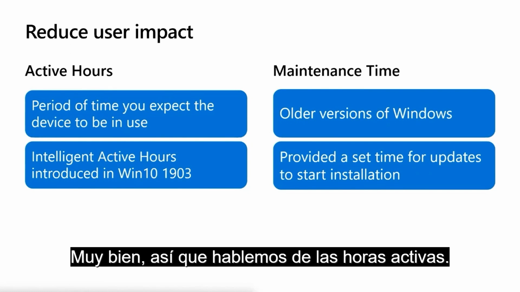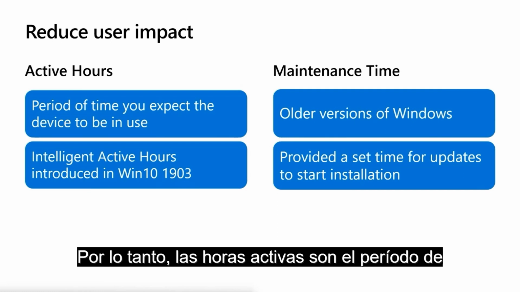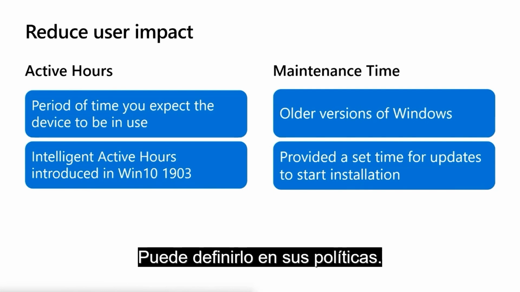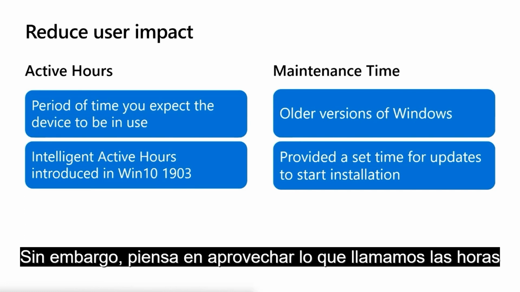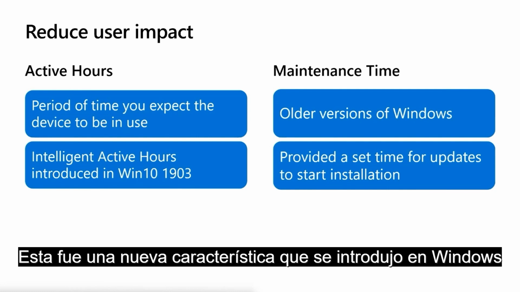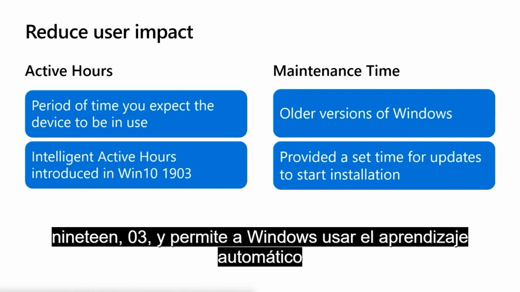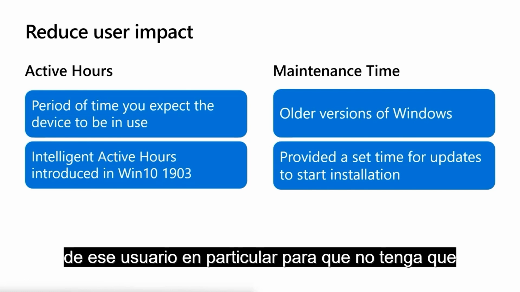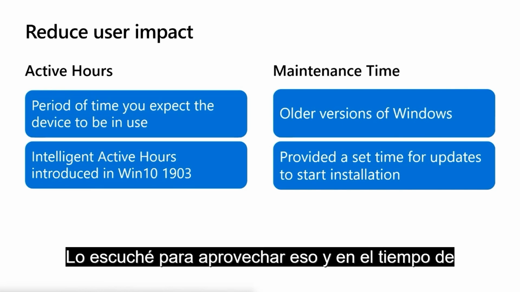All right, so let's talk about active hours. So active hours is the period of time that you expect the device to be in use. You can define that in your policies. However, think about taking advantage of what we call the intelligent active hours. This was a new feature that was introduced in Windows 10 1903, and it lets Windows use machine learning and AI to determine what that particular user's active hours are, so that you don't need to guess. So encourage you to leverage that in your policies.